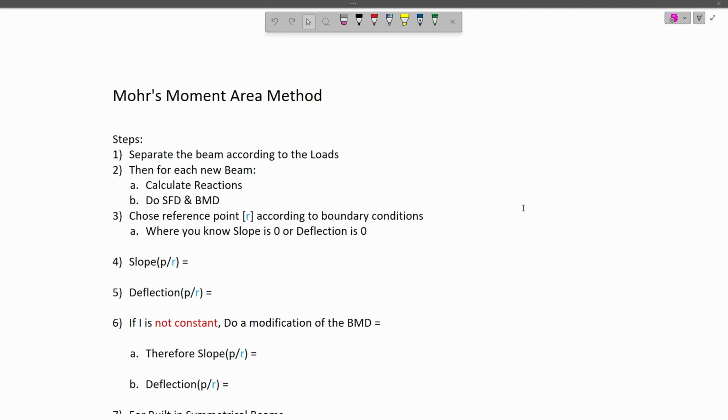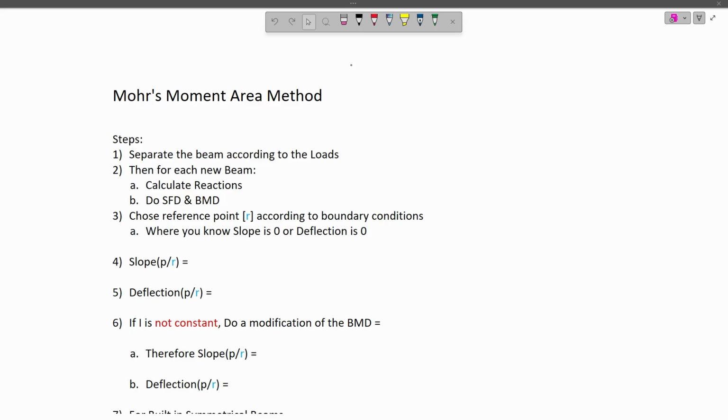In this video, we're going to learn about Mohr's moment area method to determining slope and deflection. Now, Mohr's moment area method works differently compared to Macaulay and integration. It almost works like superposition. Let's look at the steps that you need to follow.